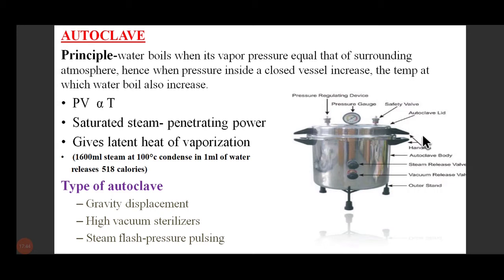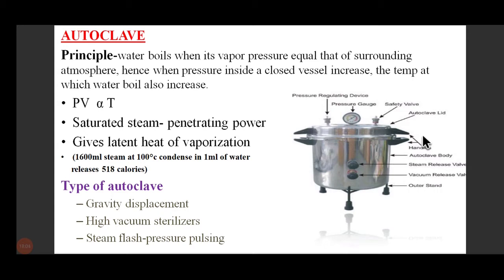Here are some stats: 1600 ml of steam at 100 degrees condenses into 1 ml of water, and it releases about 400 calories. So all of this heat is basically transferred by the steam to the instruments which you have kept in the autoclave, and is used for sterilization of these instruments.